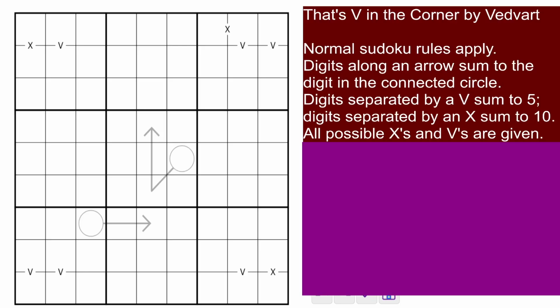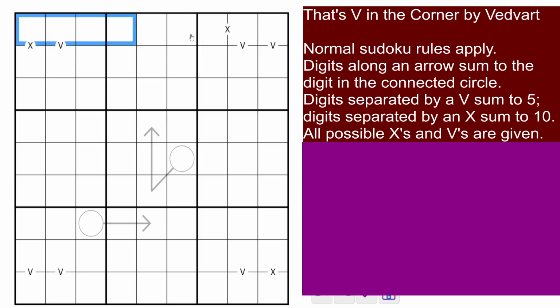That's V in the corner, and that is by Vedvart. Okay, so I can see V is in the corner, and maybe that's what the name is about. So this is under medium puzzle, 3-star difficulty, and the rating is high, around 95%. So that's why I thought this will be a good addition to the channel. So let's read the rules.